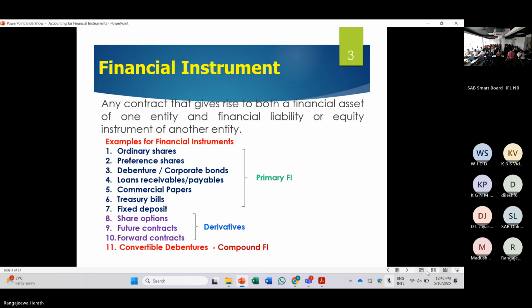Shares, debentures, financial asset and financial liability. Now you take ordinary shares. From the issuer's point of view, equity instrument. From the investor's point of view, financial asset. How to account for ordinary shares from the issuer's point of view, nothing new to learn. You all know that is recorded as share capital. Company point of view, you know how ordinary shares are accounted for.